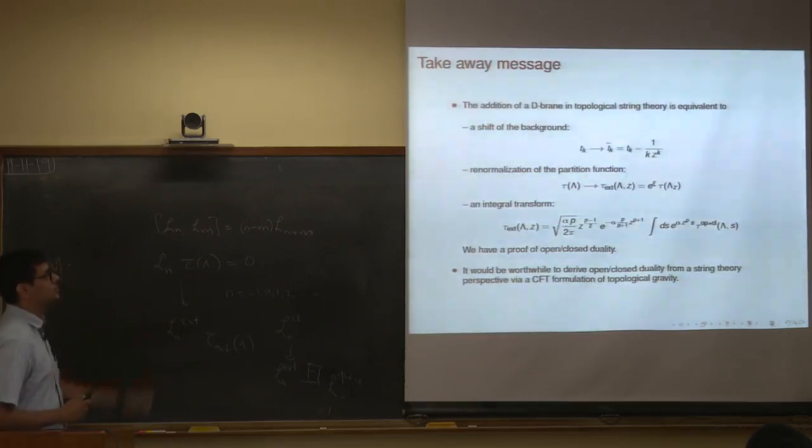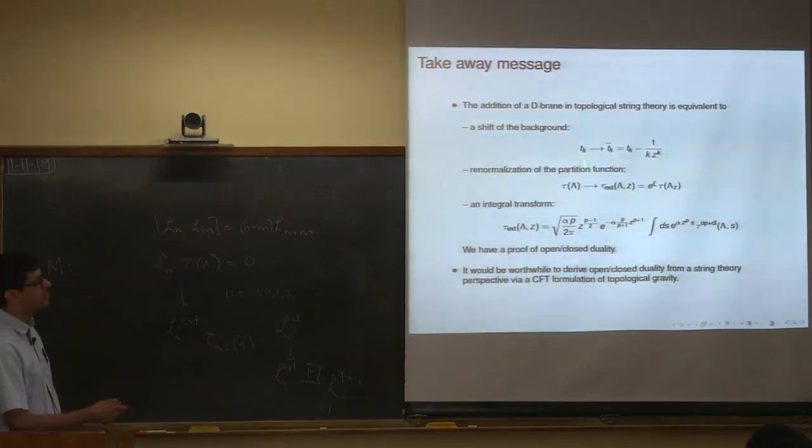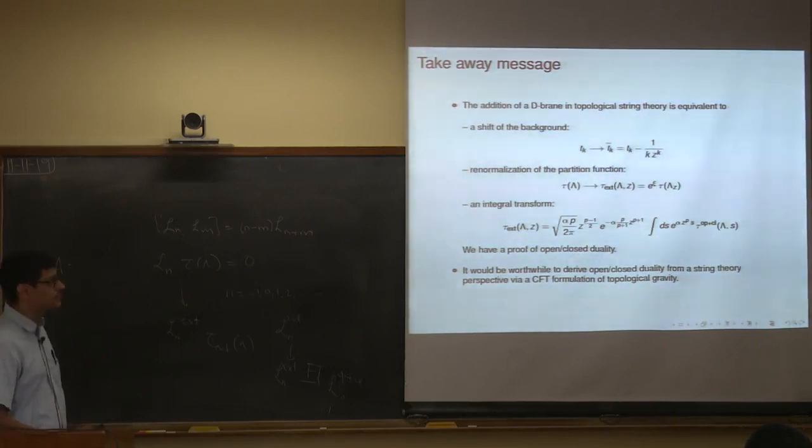So that's it. These are the first few points I had. Now you know what this means: a shift of the background means that the t's get shifted by something that depends on z. Renormalization is by this factor that introduces extra times, and the integral transform is what it is.